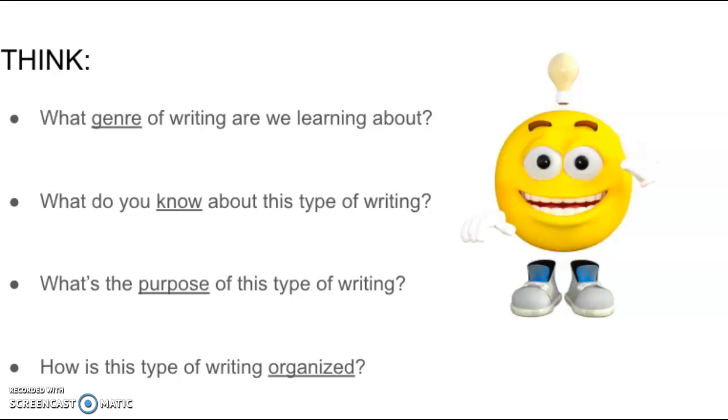So, before we jump into the setting of our story, let's think about this. What genre of writing are we learning about? Think it in your brain, say it out loud. If you said narrative writing, you are 100% correct. What do we know about this type of writing? Raise your hand if you said it can be about a character, problem, and solution. Okay. Raise your other hand if you said it could be about a personal experience. Nice job. So, what's the purpose of this type of writing? So, when we're writing narrative, why are we doing it? If you said to entertain an audience, you are correct. And how do we organize this type of writing? In a writing diamond. Yeah, very cool.